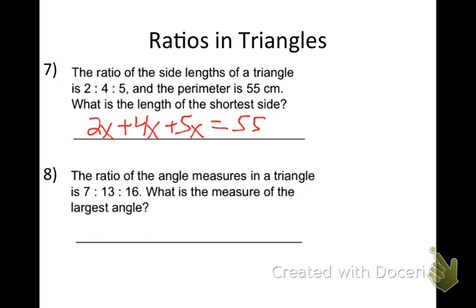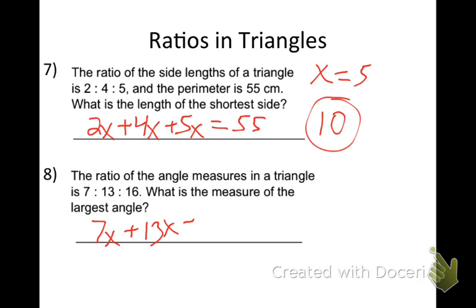Number 7, what's the length of the shortest side going to be, Drew? X is 5, but the shortest side is going to be what? 10. Number 8, the ratio of the angle measures in a triangle is 7x, 13x, and 16x. And I would then set those equal to what? 180. When you work it out, you get x comes out to be what, Nick? 5. X equals 5.